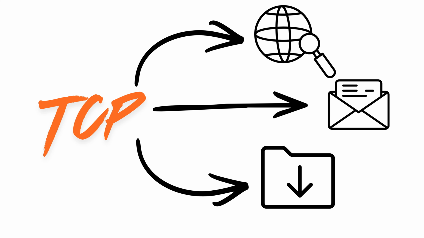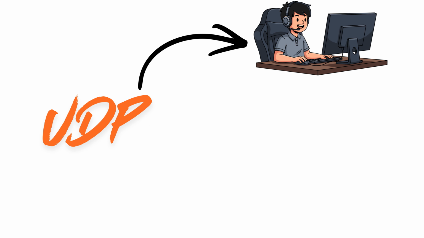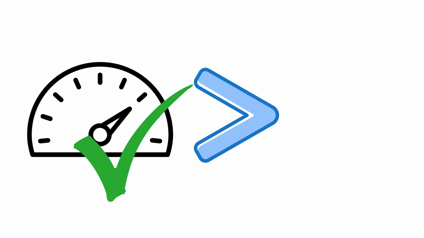So, where are these used? TCP is used in web browsing, emails, file downloads, anywhere accuracy is important. UDP is used in online gaming, live streaming, video calls, where speed matters more than perfection.